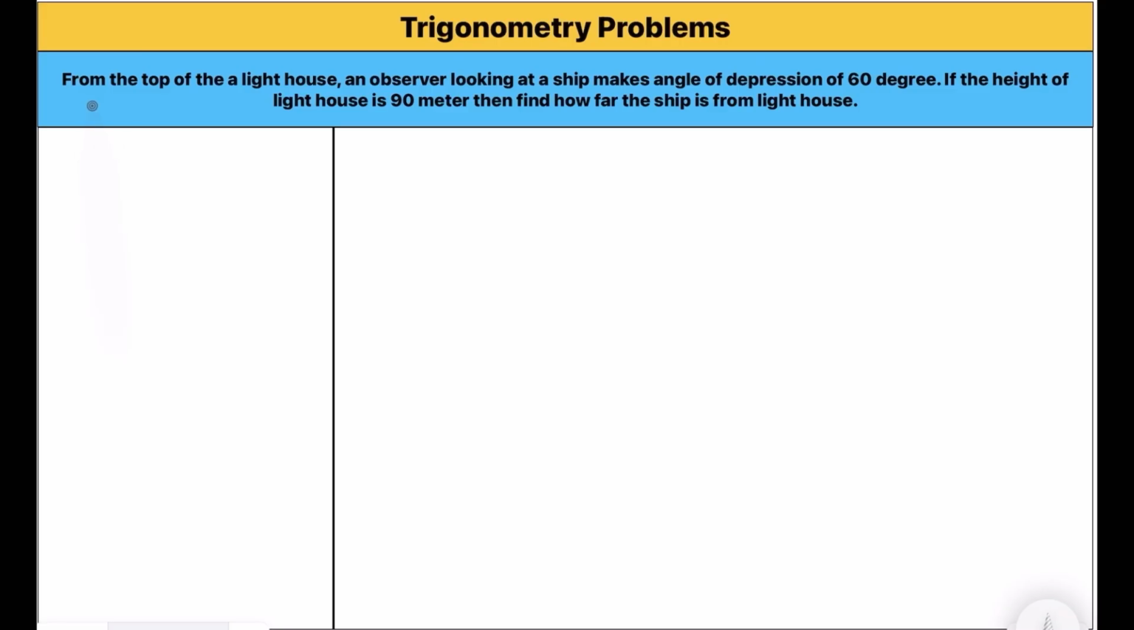From the top of a lighthouse, an observer looking at a ship makes an angle of depression of 60 degrees. If the height of the lighthouse is 90 meters, then find how far the ship is from the lighthouse. Let's visualize the problem first.